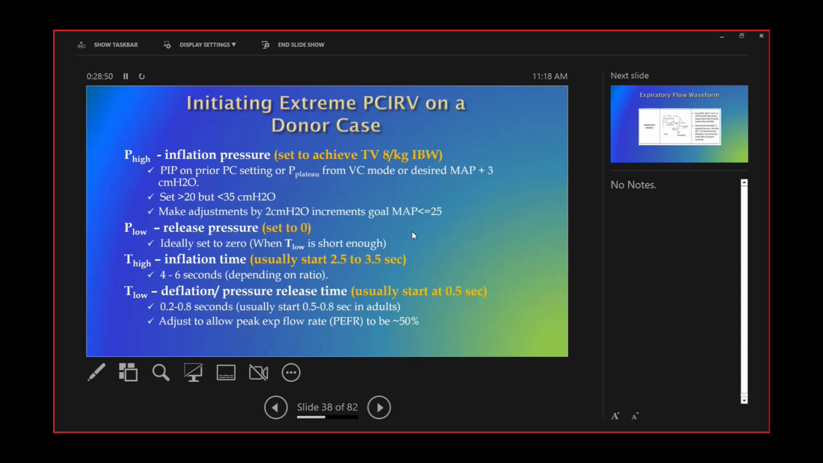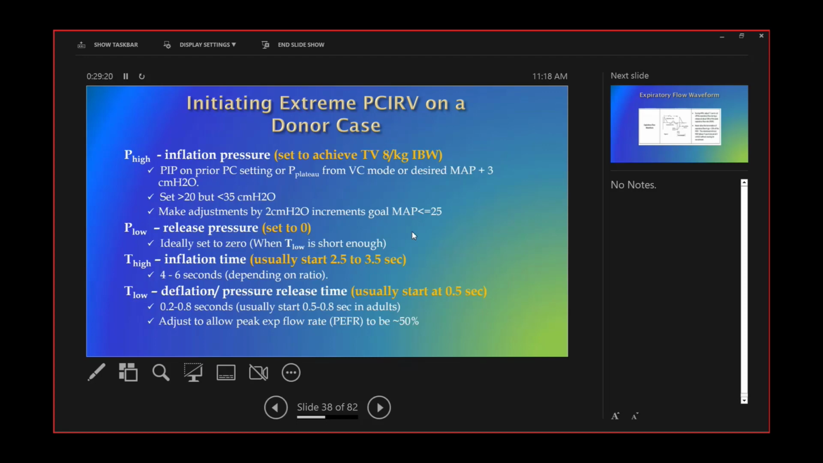And that's why it's important that you know what your P-low is. And you know also, we'll talk about it in a second, but you need to know what your exhalation rate pressures are. And then T-high, you want to do your inflation time. And usually you're going to set that around 2.5 to 3.5 with a T-low of 0.5. So if you have a T-low of 0.5 and a T-high of 3.5, that's going to be 4 seconds for each cycle. If you divide 60 by 4, that's going to give you a respiratory rate of 15.